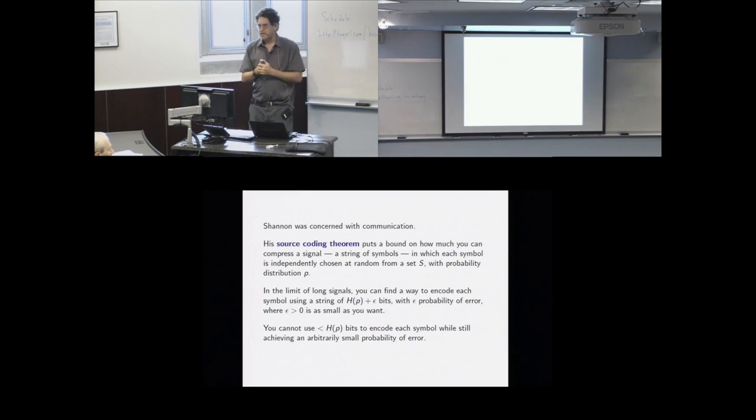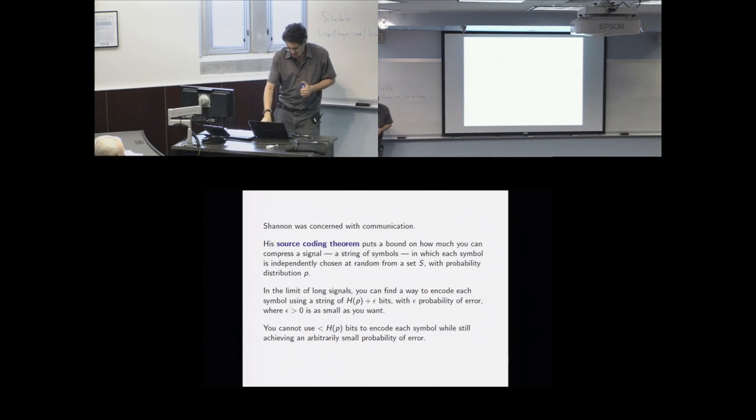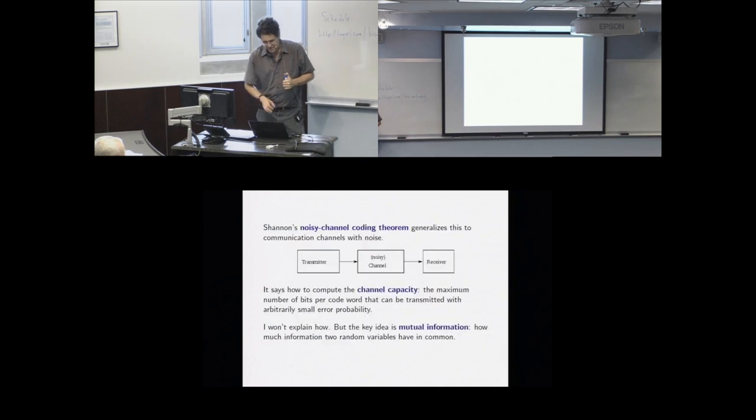So the entropy is really the measure of how many bits you need to express a signal in this limit of long signals. And he also showed that's the best you can do. You can't use less than that while still keeping an arbitrarily small probability of error. So that really gave the information interpretation. Then he had some other results, which I won't describe nearly as precisely.